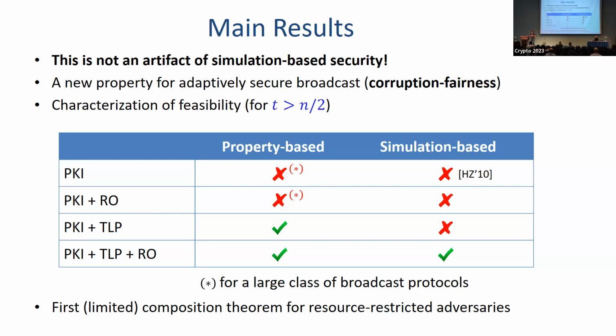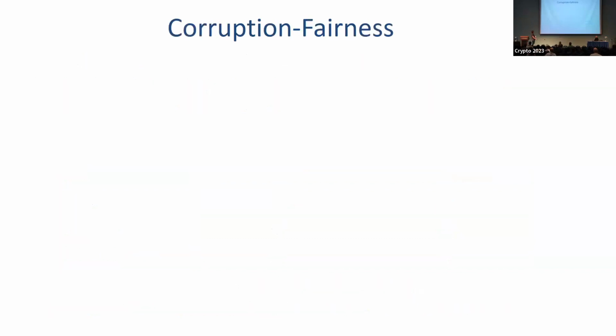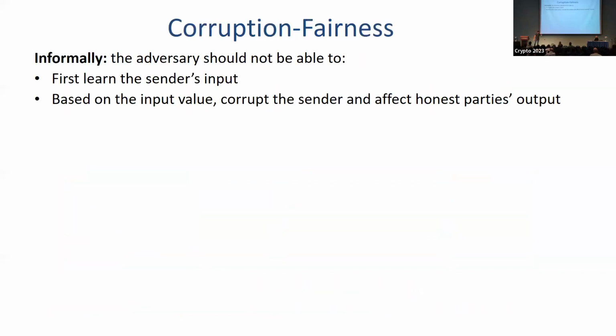Okay, so the plan now is to gloss over the ideas of the proofs without any technical detail. So I try to put all of the technicalities under the rug. So what is this new property of corruption fairness? Very informally, it says that the adversary shouldn't be able to first see the input value of the sender and then corrupt the sender and change the honest parties' output as a function of it.